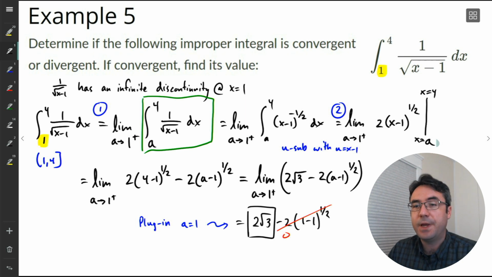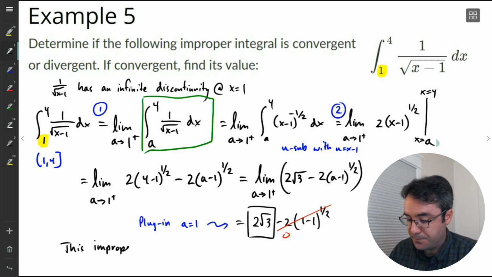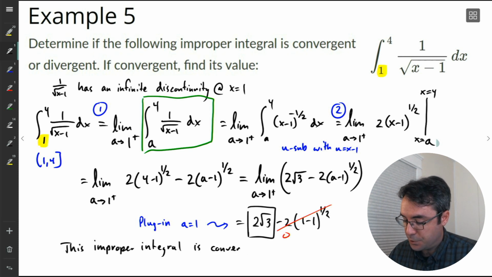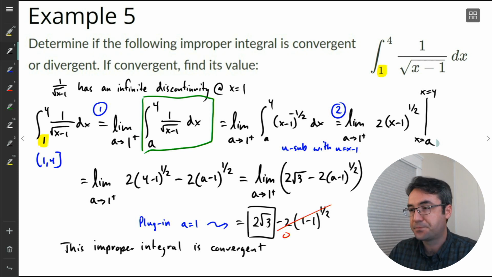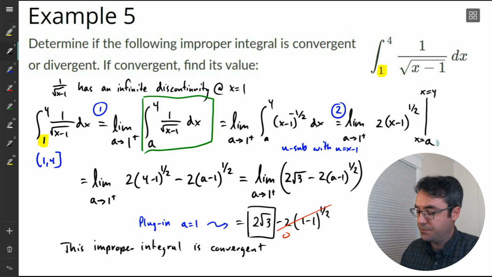So there we go. We have the value for this improper integral. It took a little bit of work to get there, but what this shows is we actually get a numerical value. And that tells us this improper integral is convergent, and we know what its value is: 2 times square root 3. All right. Not too bad. Let's try another one of these, just for the practice.